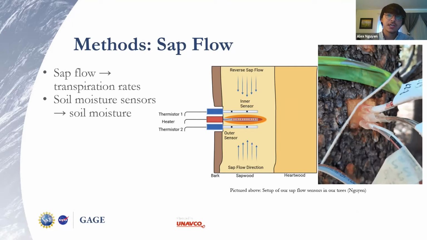Furthermore, soil moisture data was used to understand subsurface water content as well. So soil moisture data was collected using hydroprobe soil moisture sensors at 10 centimeter and 30 centimeter depths every 30 minutes, along with the transpiration rates.